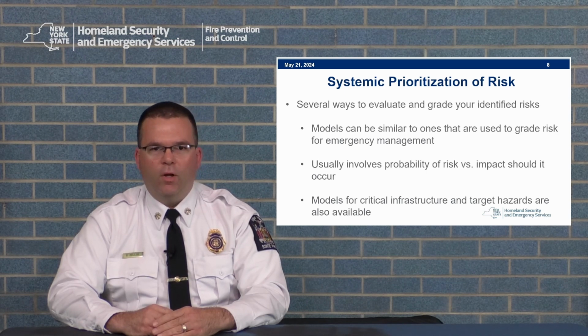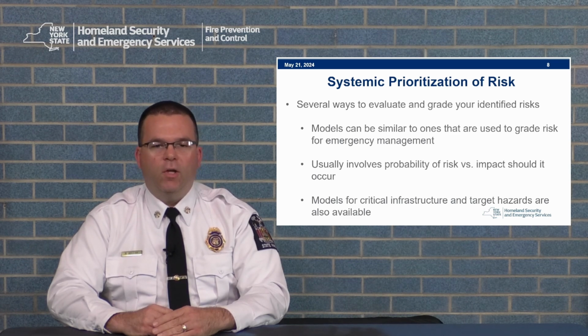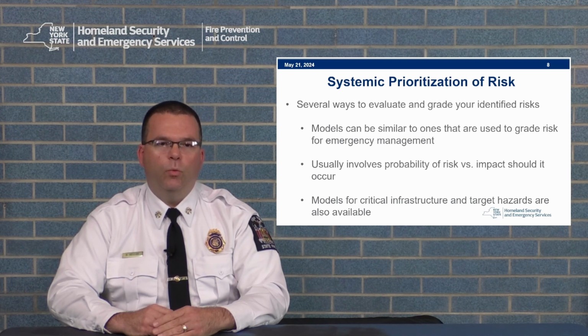For example, FEMA has many different ways to look at the probability of risk versus impact. And you can use any of those templates as long as you're using a consistent model to look at your data when you have it available to you and grade it based on the most risky versus the least. And you may even look at events that are not only high risk, but maybe low probability, or high risk, high probability, some of the things that we talk about in the fire service on a regular basis. There's models available for critical infrastructure and target hazards as well. So doing just an internet search, you will find a lot of these templates that you can use, and just use what is the most effective for your agency as a way to grade those.